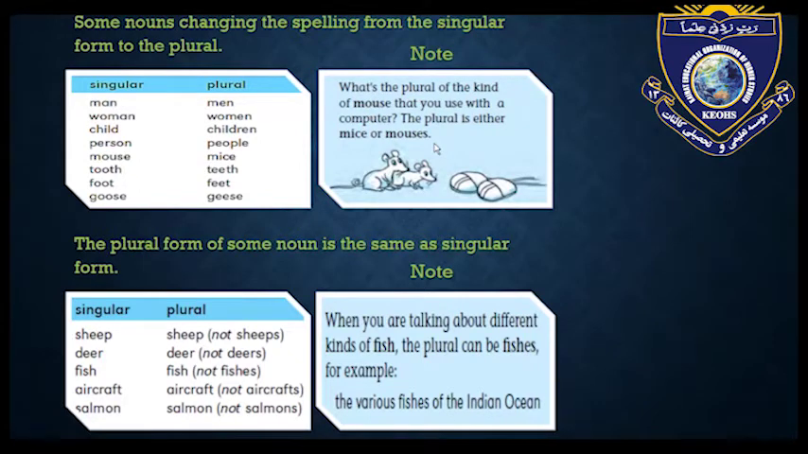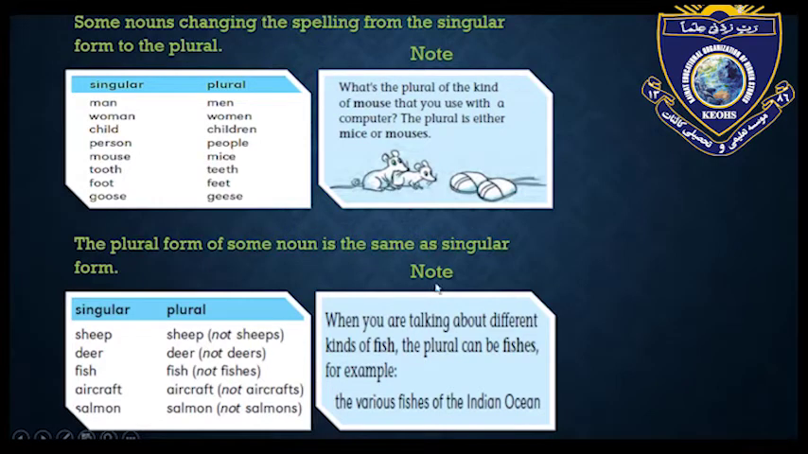The plural form of some nouns is the same as the singular form. We have some words where the singular form and the plural form are the same. Look here, we have sheep, not sheeps. Deer is the singular form, but the plural form is also deer, not deers. Fish is also fish, not fishes. Aircraft, not aircrafts. Salmon, not salmons.